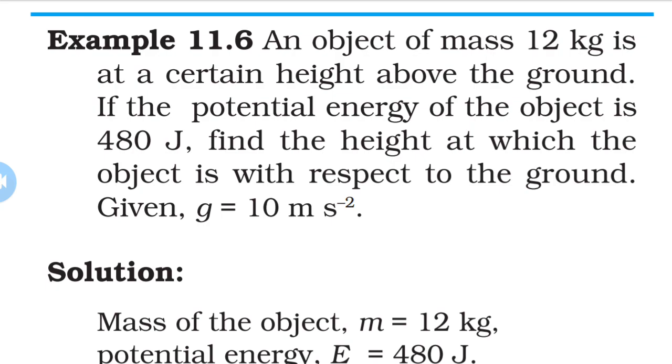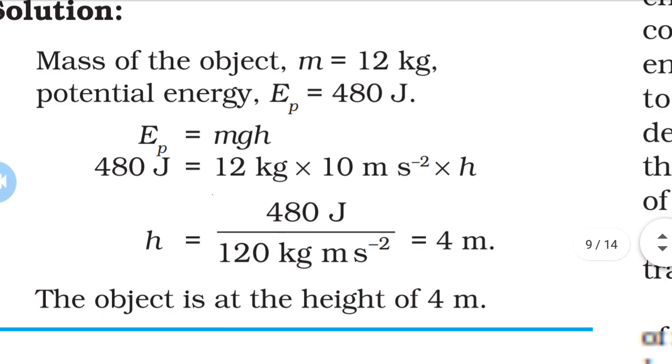Now as we know that potential energy Ep is equal to mgh. Potential energy is given, 480 joule, mass is given, 12, g value 10, and h we have to calculate. So h is equal to 480 divided by 12 multiplied by 10. Cut the zeros. So 12 times 4 is 48. So answer h equal to 4 meter. So the object is at the height of 4 meter.